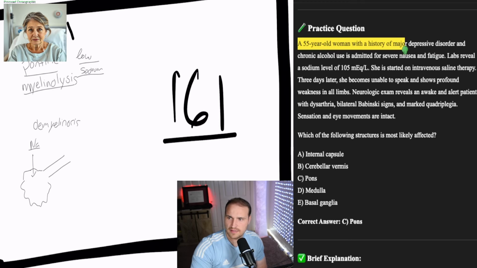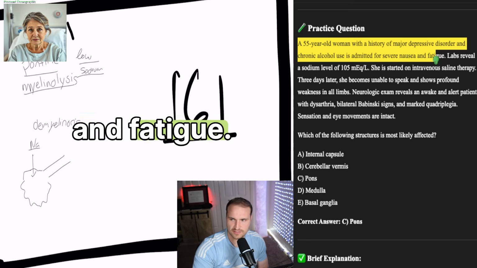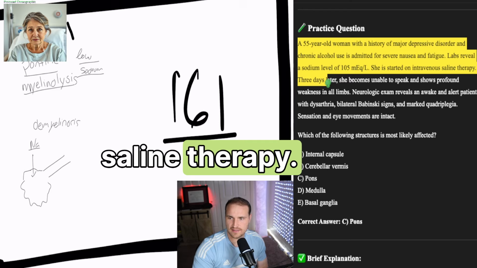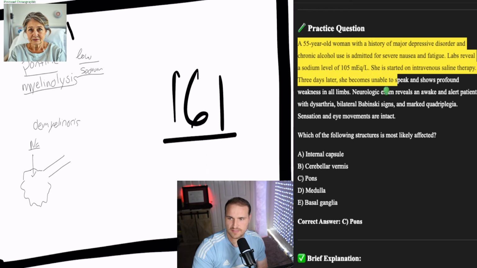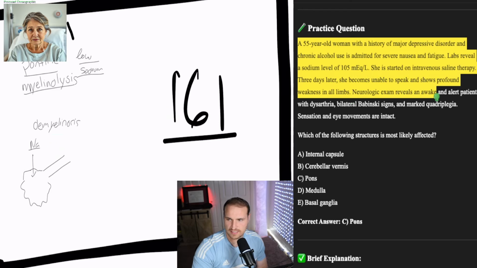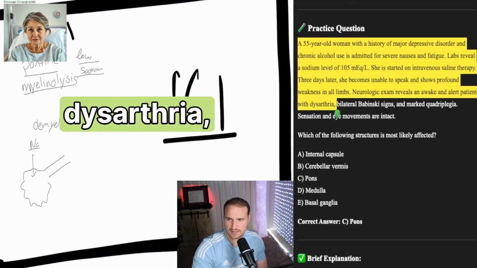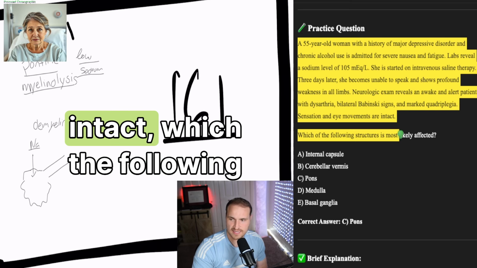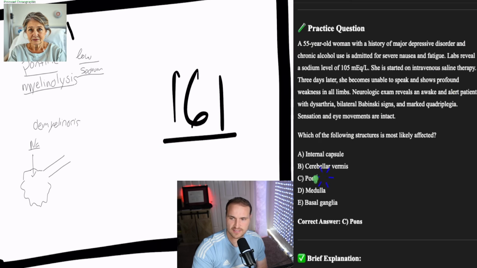55-year-old woman, history of major depressive disorder and chronic alcohol use is admitted for severe nausea and fatigue. Labs show low sodium, and she is started on intravenous saline therapy. 3 days later, she becomes unable to speak and shows profound weakness in all limbs. Neurologic exam reveals an awake and alert patient with dysarthria, bilateral Babinski signs, and marked quadriplegia. Sensation and eye movements are intact. Which of the following structures is affected? The answer, as you can see, is the pons.